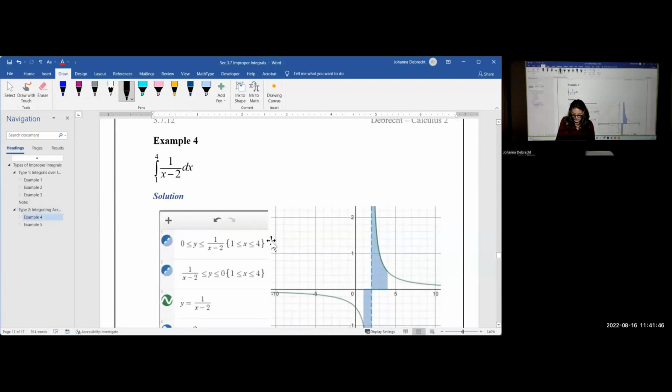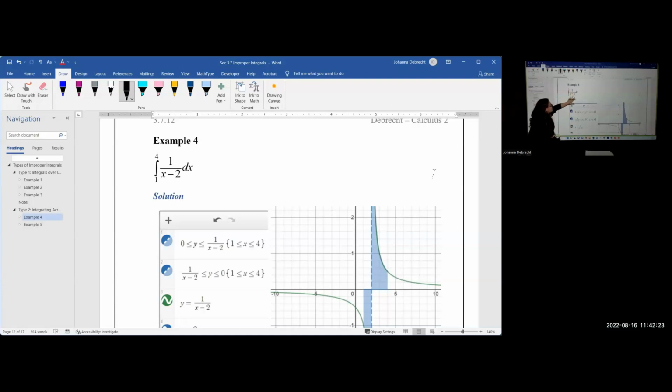Let's now take a look at this example right here, which is example number 4. And in example number 4, our integrand is 1 over x minus 2, and we're integrating from 1 to 4. Now, again, there's nothing in the integrand to warn you not to just do 1 over u du and then substitute in the limits of integration. There's nothing in there that's going to be a red flag necessarily. But it is a red flag because this is undefined at 2, and 2 is between 1 and 4.